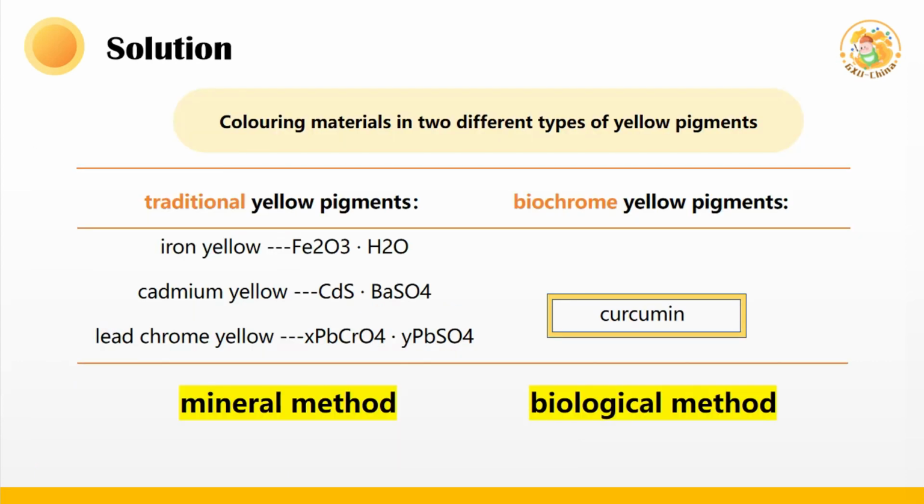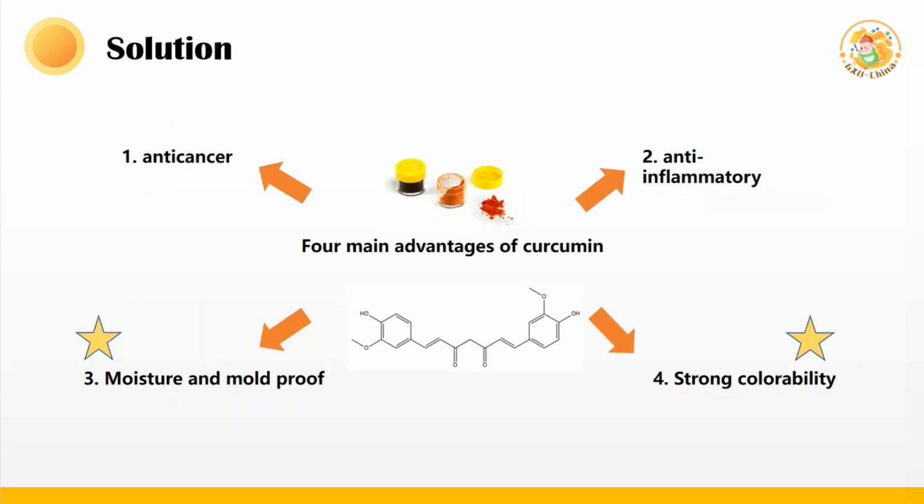Since the heavy metals in traditional pigments mainly come from coloring materials such as lead chrome yellow, carrying heavy metal impurities is inevitable. Hence, we decide to replace traditional mineral pigments with biopigments which have mildew-proof functions. We found that curcumin is a great choice. Curcumin has attracted worldwide attention because of its abundant advantages. Its strong colorability and mildew-proof functions can help people solve 2 problems above.